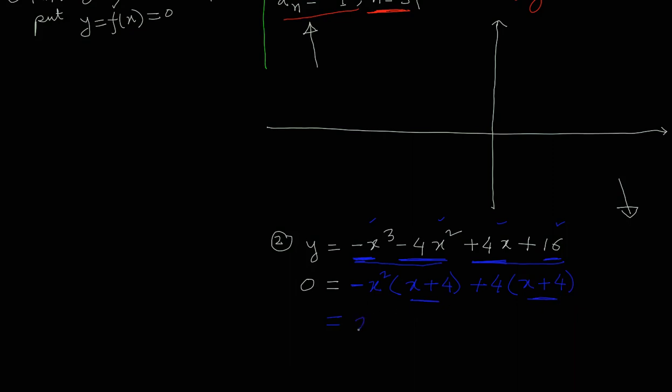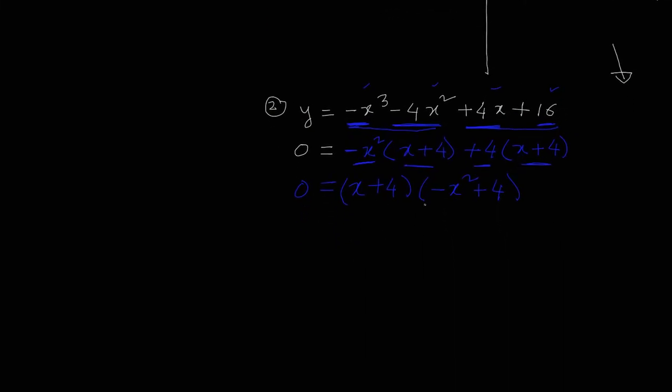I can take it out. So I have x plus 4, and then what am I left with? Negative x square plus 4. So negative x square plus 4, this is equal to 0. All right, so now as you can see, I have two mathematical expressions in product form. So I can write x plus 4 equals 0, and negative x square plus 4 equals 0. So I can say x equals negative 4.